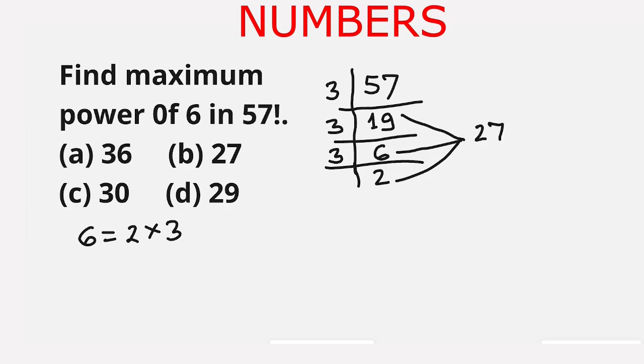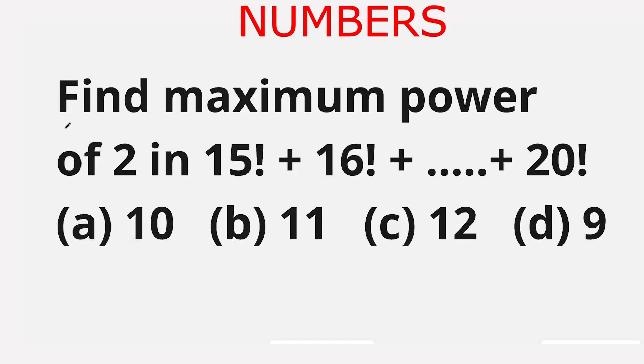So the maximum power of 3 will be 27, but it will also be the maximum power of 6. So the maximum power of 6 is 27 in 57 factorial. And from the given options, our answer is option B, 27. I hope you have understood the concept and method of solving this question. We go to the next question.